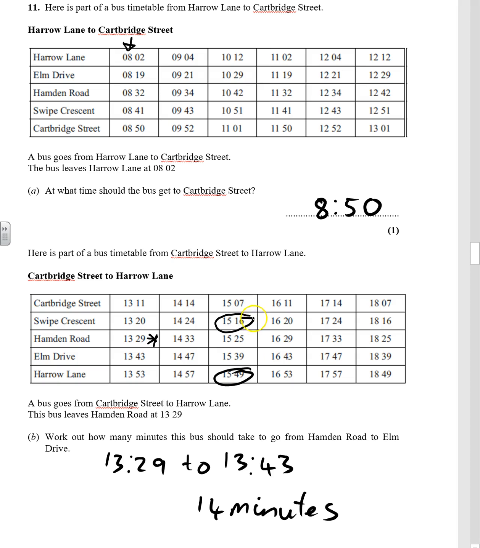And if he gets the bus at 15:16, he wants to spend a minimum of 3 hours with his grandma. So that means he needs to arrive by 12:16. So in other words, 3 hours off that. So go up to the next bus timetable. Find this one here. So which bus will arrive before 12:16? Well, it's the 11:41, which means he needs to leave his house in Harrow Lane at 11:02.